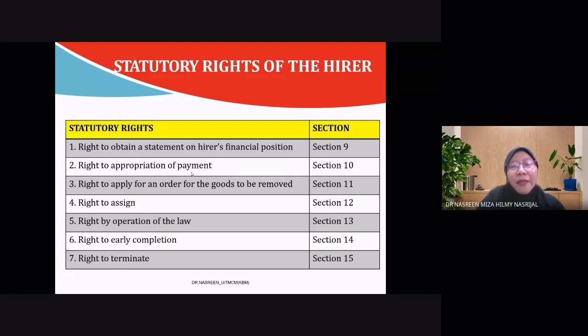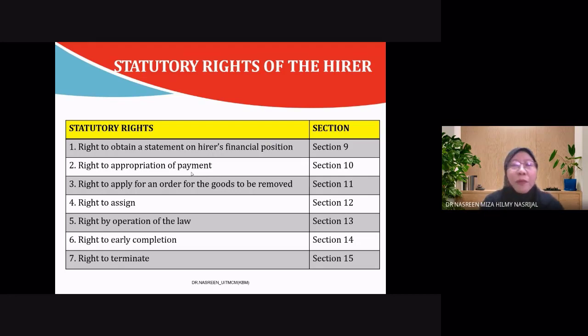Okay, you can assign. As a hirer, you have the right to assign your interest and liabilities to someone else. Tapi mesti dengan permission. You have to get the owner's permission, consent. You cannot simply just assign. Okay, tak mampu nak bayar 1,000 sebulan.